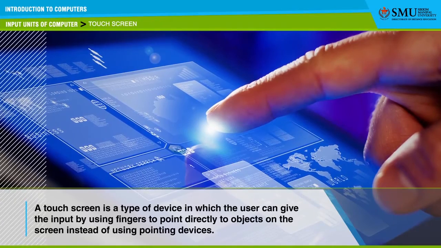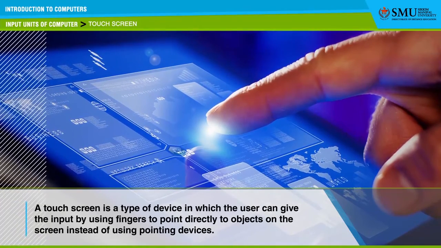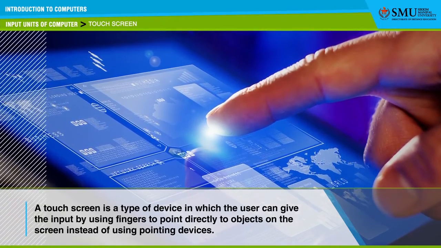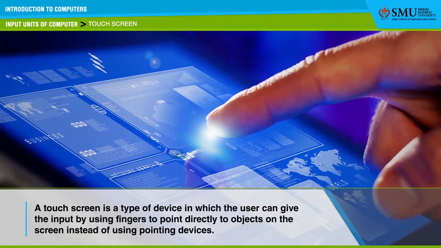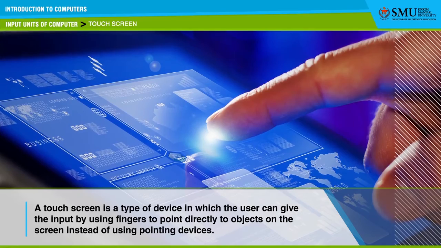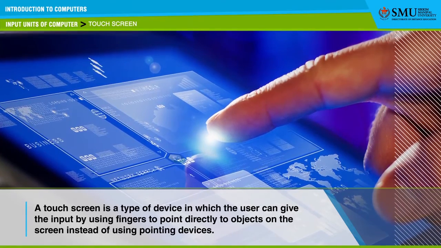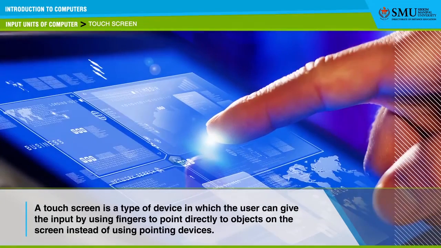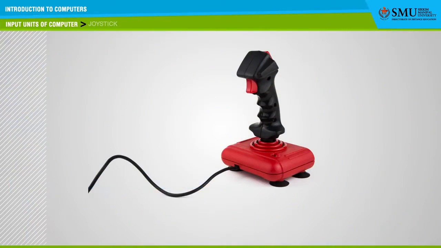A touchscreen is a type of device in which the user can give the input by using fingers to point directly to objects on the screen instead of using pointing devices. It consists of a touch-sensitive, transparent panel covering the device.